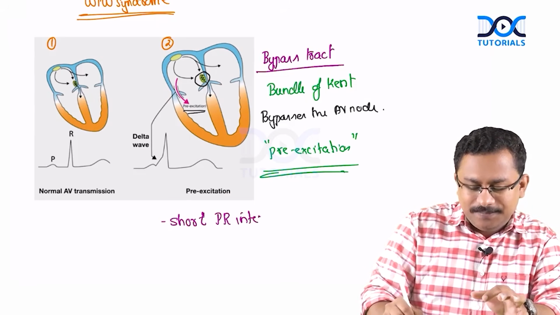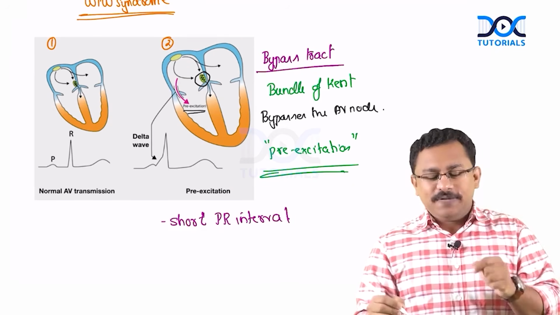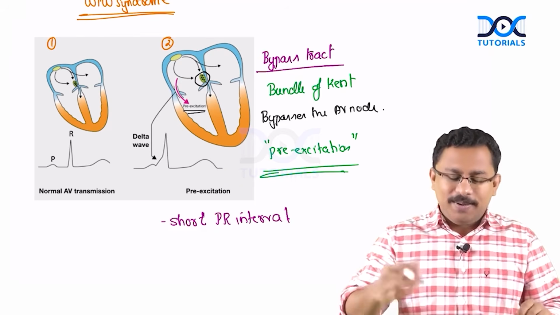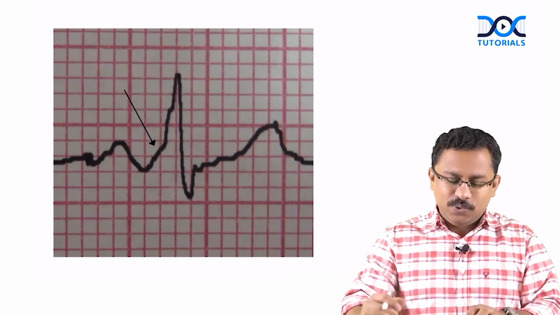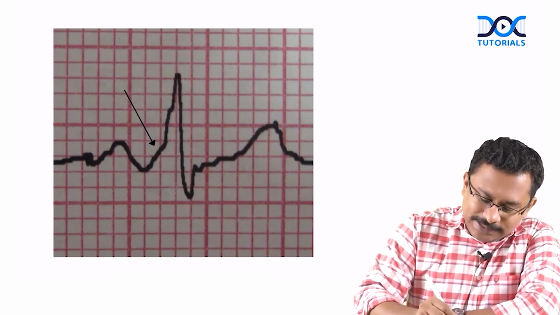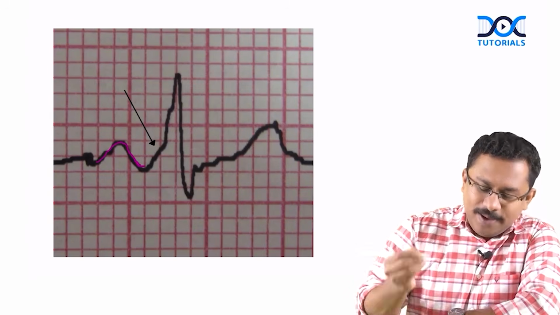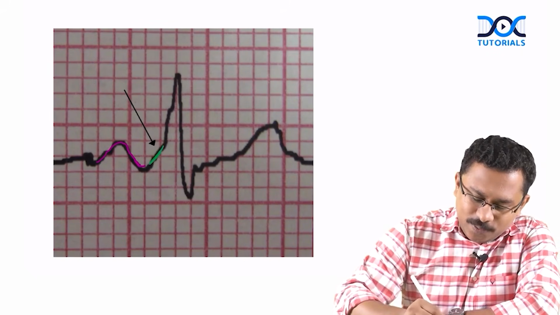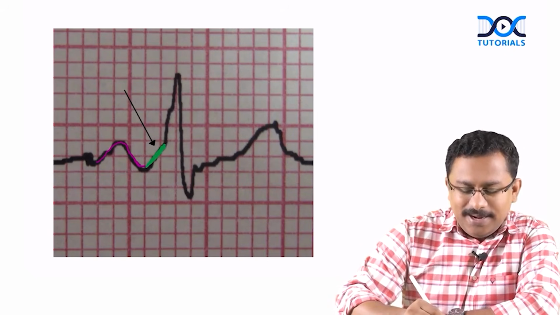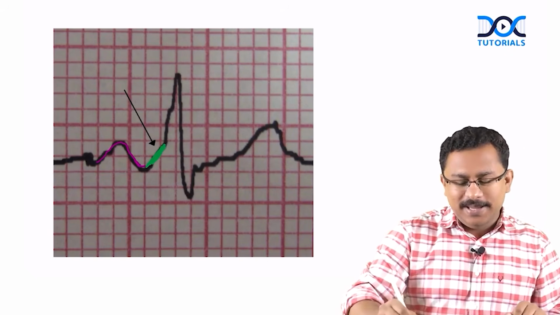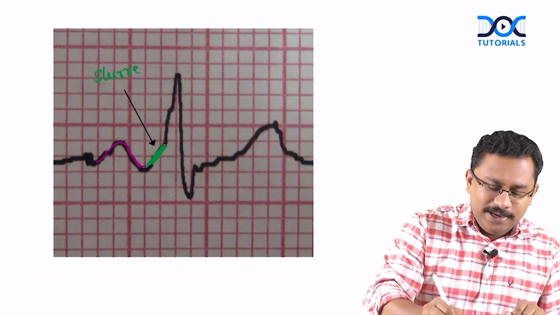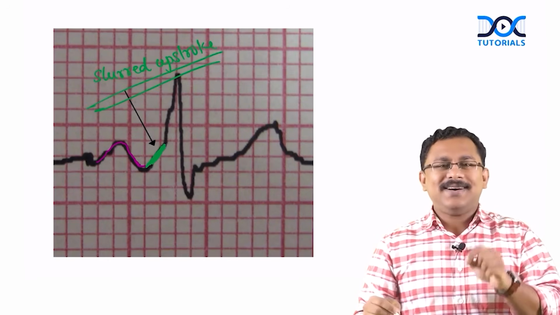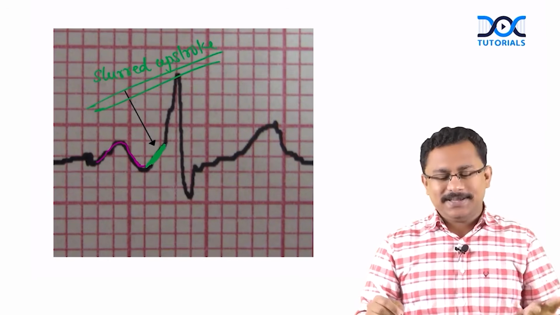Short PR interval. Now because of this pre-excitation, ventricular myocardium getting activated prematurely, let me just show you the ECG. So here you can see this is the P wave. Now then what happens is that, what I am going to mark in green now, you will see a slurred upstroke, and this slurred upstroke corresponds to the pre-excitation.